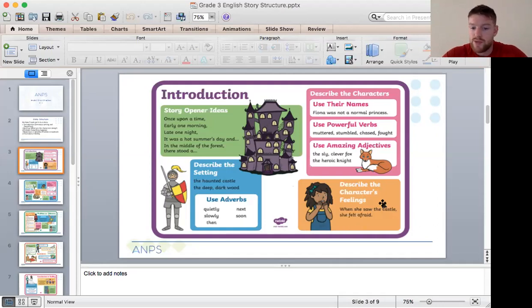Also try to describe your character's feelings, if you can, in the story. So when she saw the castle, she felt afraid. Or when she saw the rainbow, she felt happy, etc. Again, in our introduction, we try and introduce our setting and our characters. Where did the story take place? When did it take place? And who are our main characters in the story?